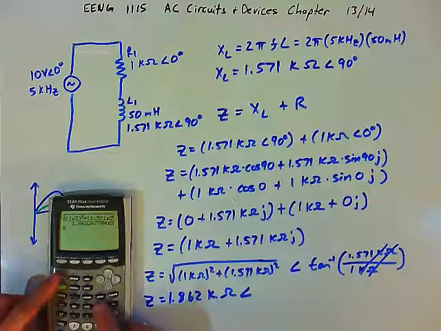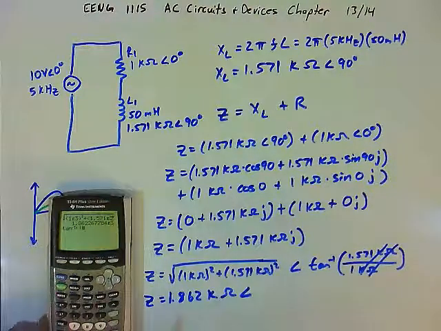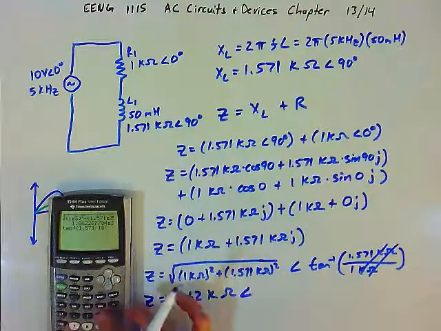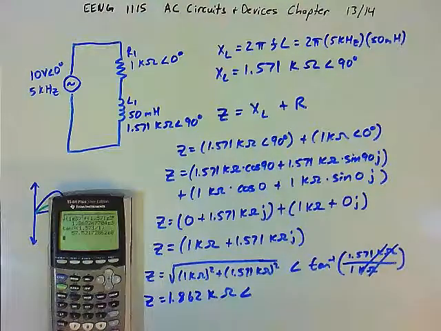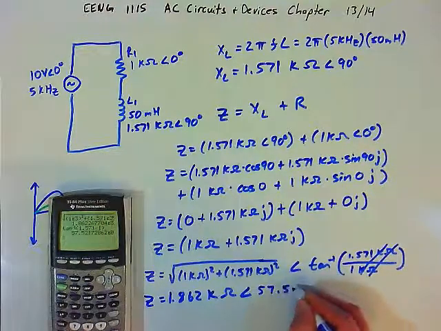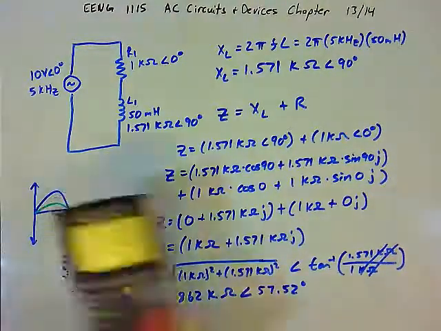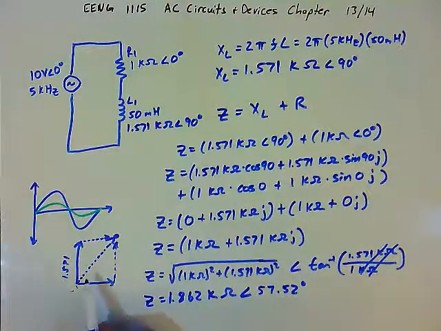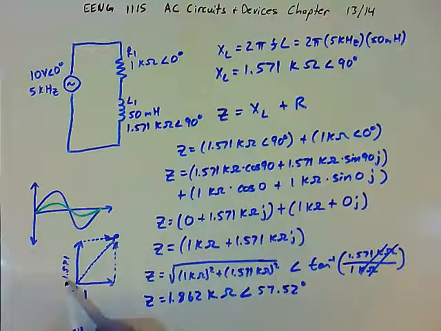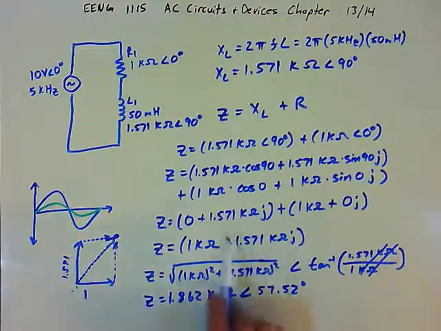inverse tangent of 1.571 divided by 1. Again, the kilo ohms canceled. I didn't have to do E3. That part cancels out. We get 57.52 degrees. And so, when you look at the sum graphically, we expect this line to be longer than the longer of the two components, which it is. We had 1.862. That was greater than 1.571.